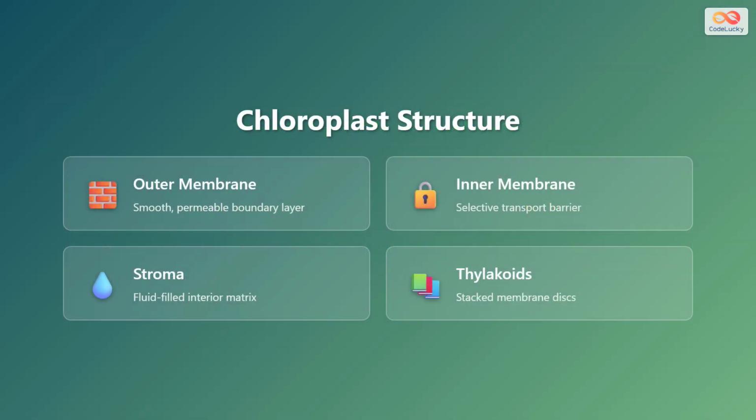Let's examine the key structural components of a chloroplast. The outer membrane serves as a smooth, permeable boundary that allows certain molecules to pass through. Just inside, the inner membrane acts as a selective transport barrier, controlling what enters and exits more carefully. The stroma is the fluid-filled interior space where important chemical reactions occur. Within the stroma, we find thylakoids, which are flattened membrane sacs stacked like pancakes, forming the sites where light energy is captured.